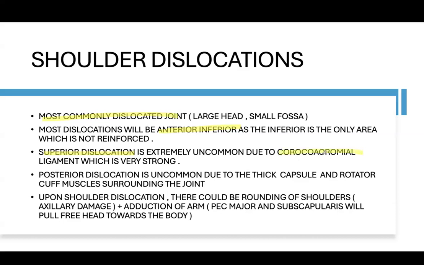I'm sorry for not adding a picture. I really wanted to, but you can search it up right now. The coracoacromial ligament is right above. It joins the coracoid process and the acromion, and it does not allow superior dislocation of the humerus.